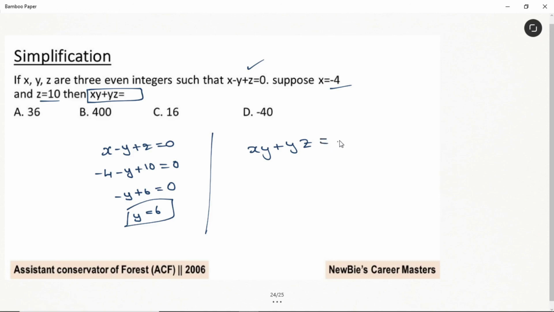X is equal to minus 4. Y is equal to 6 and z value is given as 10. Just solve this, you will get the answer. Is equal to minus 24 plus 60. What is minus 24 plus 60? Plus 36. That's the final answer. Option A is the answer.